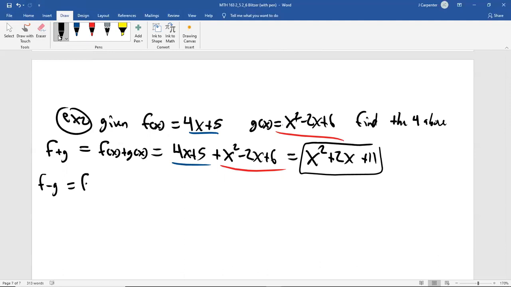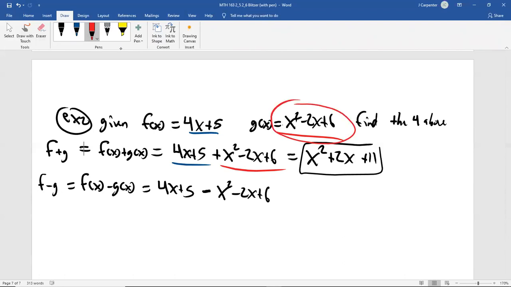So f minus g, that's the same thing as asking for f of x minus g of x, which again, we just take the blue minus the red, so 4x plus 5, then a minus symbol, and then we go x squared minus 2x plus 6, question mark. Is this wrong? Is this right? Well, this is wrong, and this is the mistake that more people make than anything else, especially with the subtraction, because this minus has to be applying to the entire function, and right now, it's not applying to all of this. It's only applying to the x squared. So what do we do? That's right, you got to wrap it in parentheses.